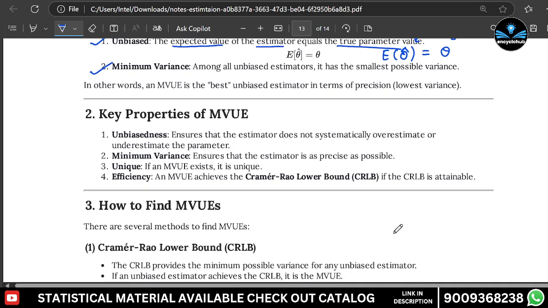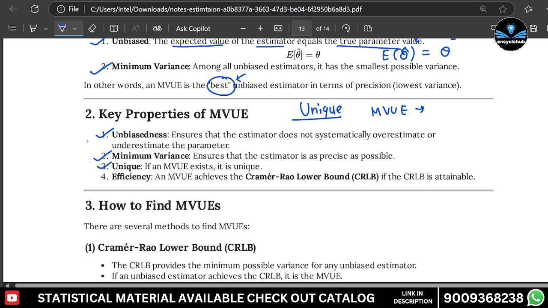Okay, what are the properties? Because this is unbiasedness, this is the first property. Second is the minimum variance. Of course this is a great property, and because of this we say it is best. And third one is that it is unique. Why are we saying unique? Unique means that there is only one such estimator. If any estimator is MVUE, it means that this is a unique estimator.